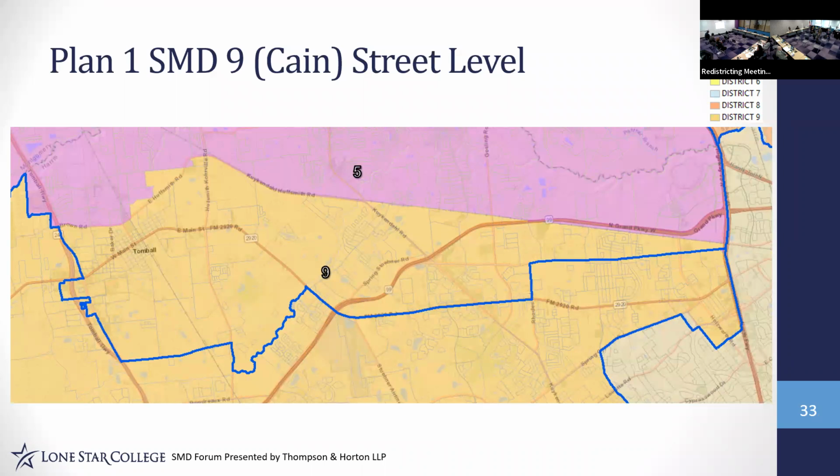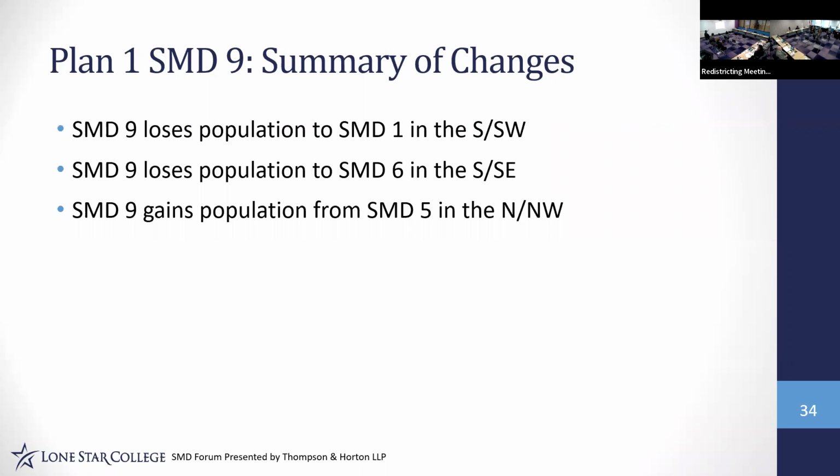Yeah, so then we're back up. This is District 9. Once we move that out, then we use Kukendall Road and Huffsmith Road to bring some population into 9 from 5. So again, District 9 loses population to 1 and loses population to 6, and then we gain population from District 5 to come to the number that we finally finished at with Plan 1.